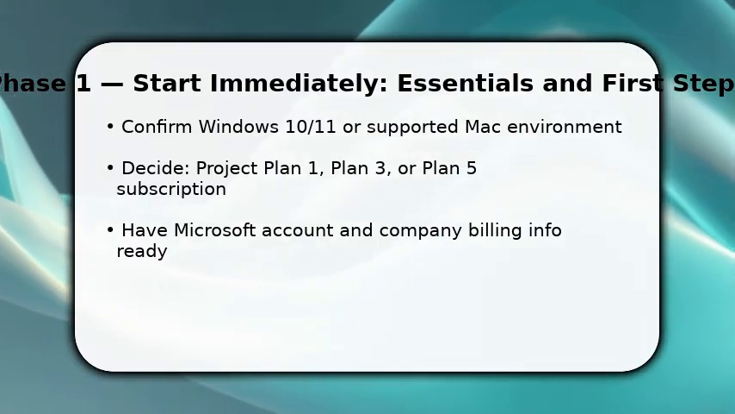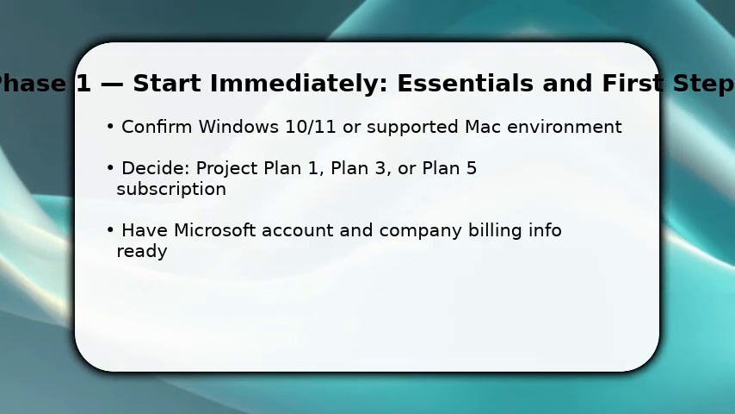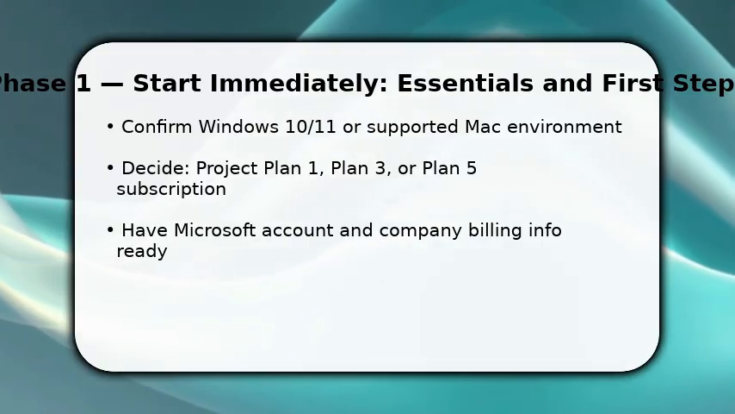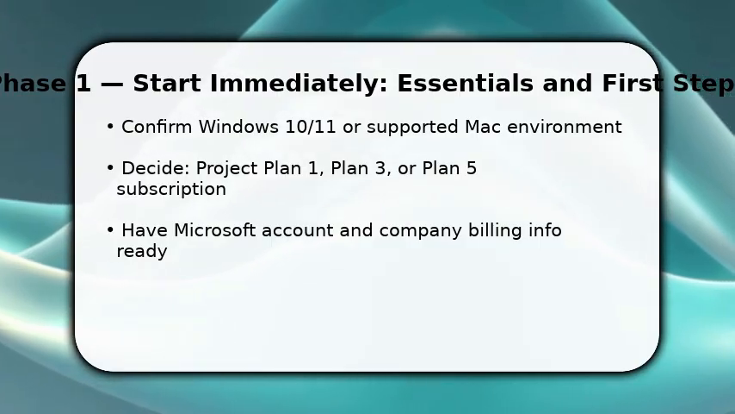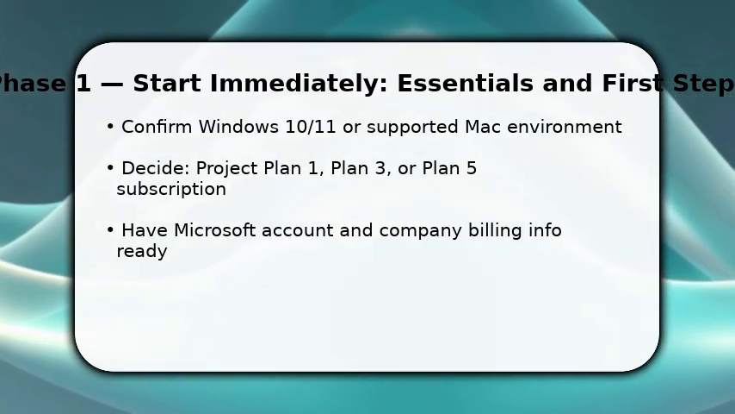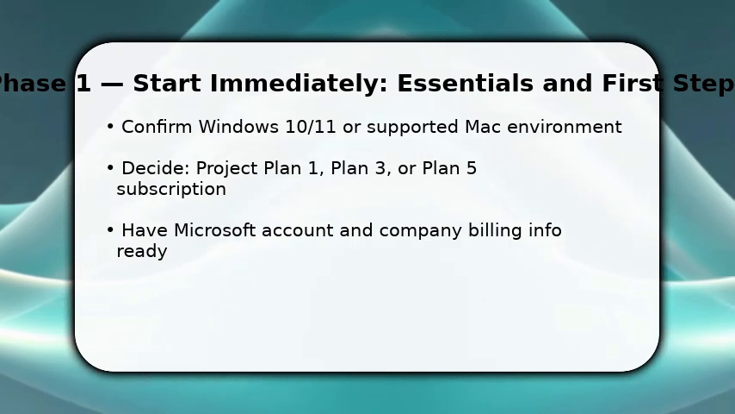Make sure to pick the correct Project plan: Plan 1 for web only, Plan 3 for desktop plus online, Plan 5 for advanced features. Once chosen, proceed to purchase or trial. This gets you the license token and access to the installer.